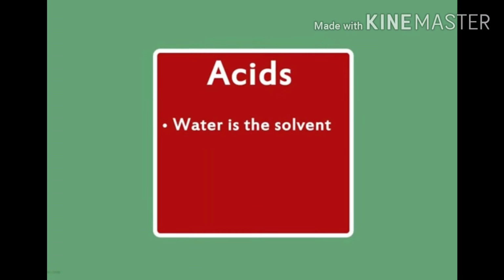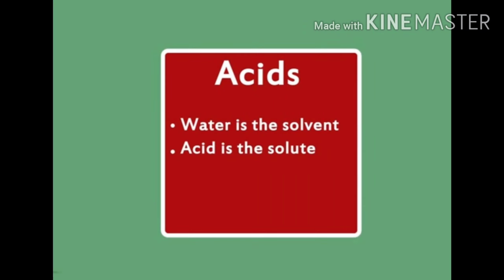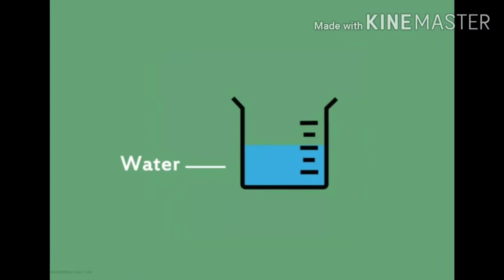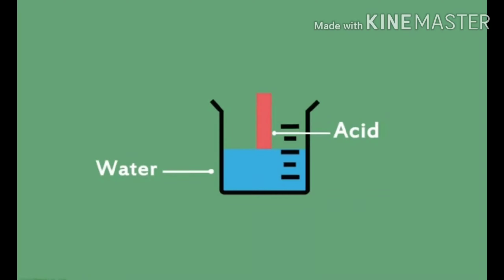Now based on these activities, let us understand what dilute and concentrated acids and bases are. In case of acids, water is considered as the solvent and the acid that we add to it is the solute. So we take a beaker with some water and we add some acid to it. The more the amount of water, the more dilute the acid will be. That means its concentration will be lesser.